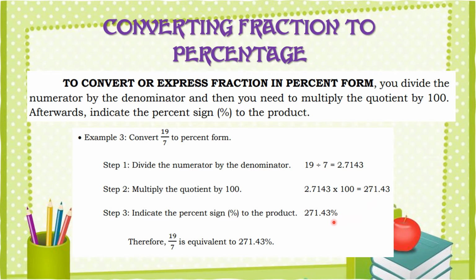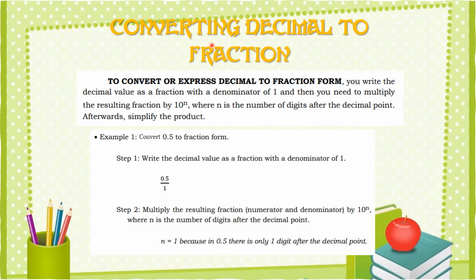271.43. And then add the percent sign to make it a percentage. So therefore, 19 over 7 is equivalent to 271.43%. Next is converting decimal to fraction.